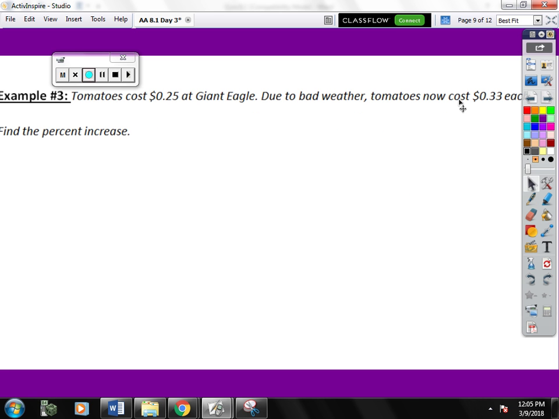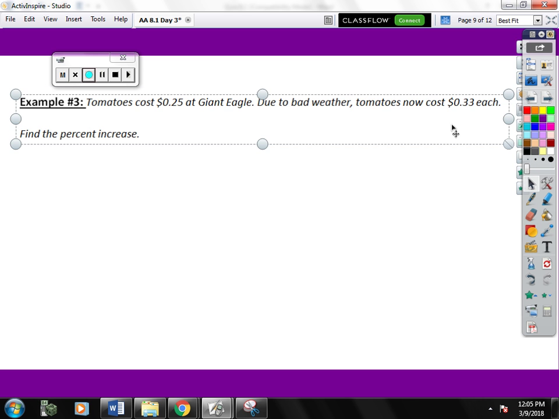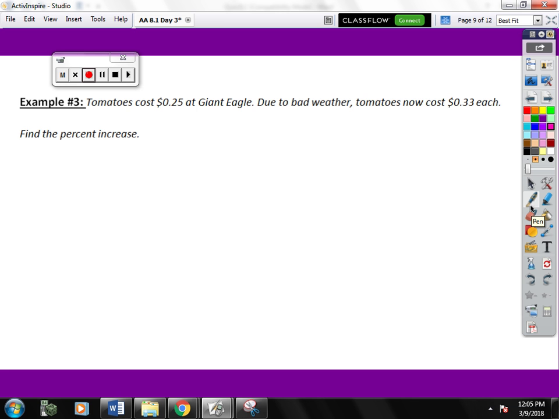All right, last one. Tomatoes at Giant Eagle cost 25 cents. Due to bad weather, the tomatoes now cost 33 cents each. Find the percent increase. So see if you guys can try that one.